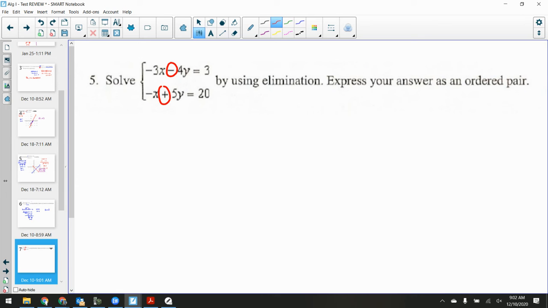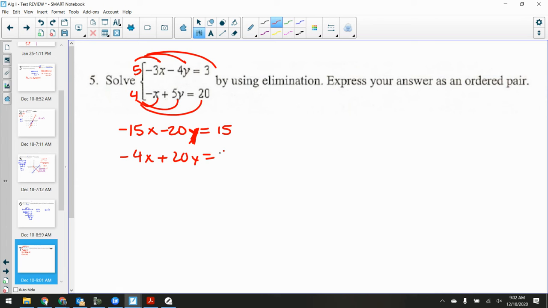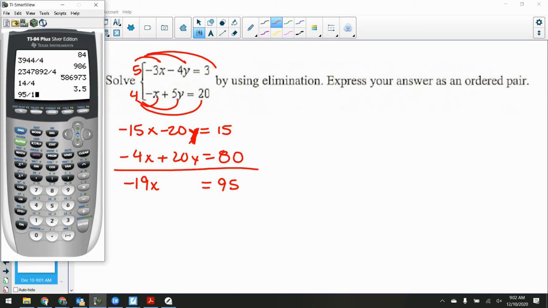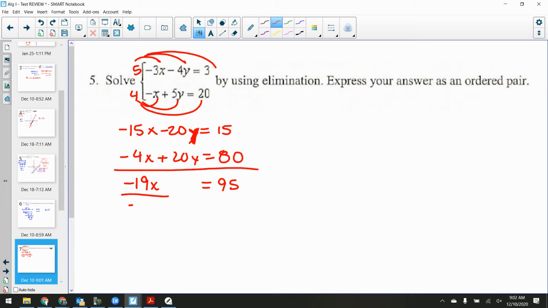You see that? One's negative, one's positive. I don't have to multiply any negatives with my y values. So all I'm going to do is take this by 4 and this by 5. Let's distribute in. So negative 15x minus 20y is positive 15. That's a y. Nice. This is a negative 4x plus 20y equals 80. I add down, negative 19x is equal to 95. Ooh, I really hope 95 is divisible by 19. Oh, cool. I divide by negative 19, so x is equal to negative 5.